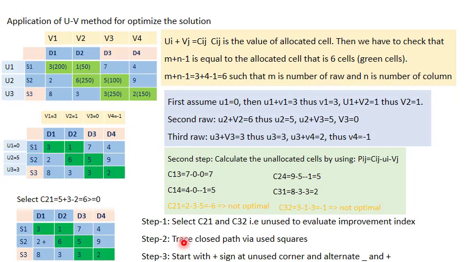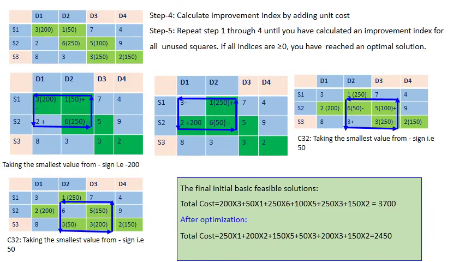And step 2 is trace closed paths via used squares. We have to make a closed square. Start with a positive sign at the unused corner and alternate minus and plus using the used cells. And the fourth step is calculate the improvement index by adding the unit cost. And the last one is repeat the steps if we didn't get the optimum solution.